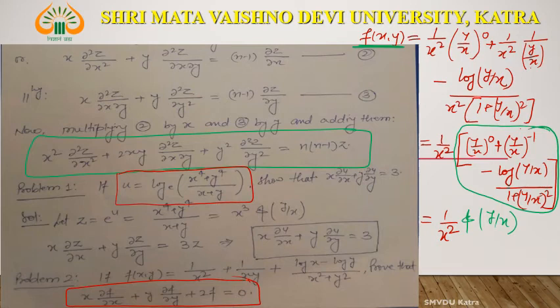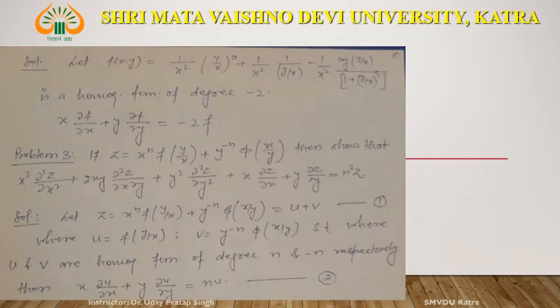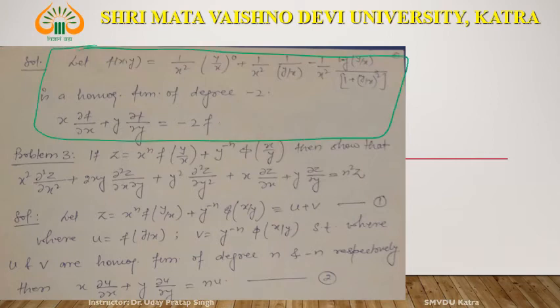Then what Euler's theorem says is that x del f upon del x plus y del f by del y is equal to the degree of the function, that is minus 2, into the function itself, f, right? Once we know that this function is a homogeneous function of this degree, then we can go for Euler's theorem. Take it to this side, add this, the right hand side is 0. What we have to prove is this, right? The solution of our problem is given here, which we already solved, right?